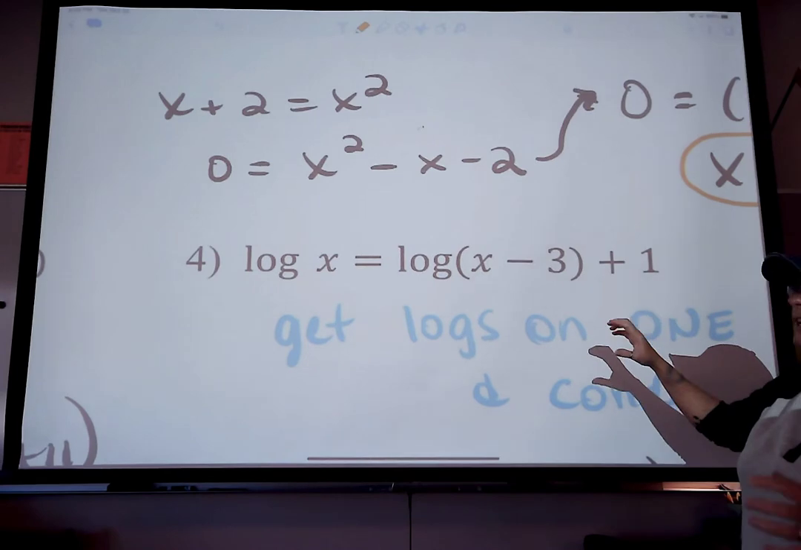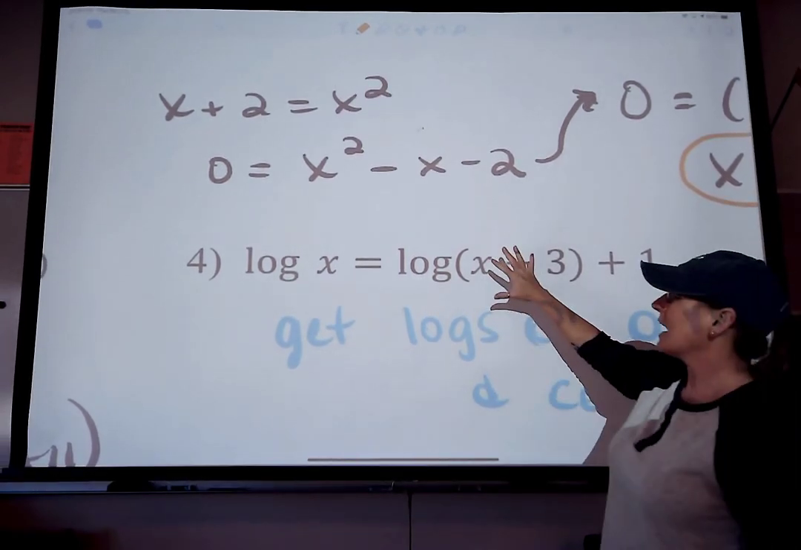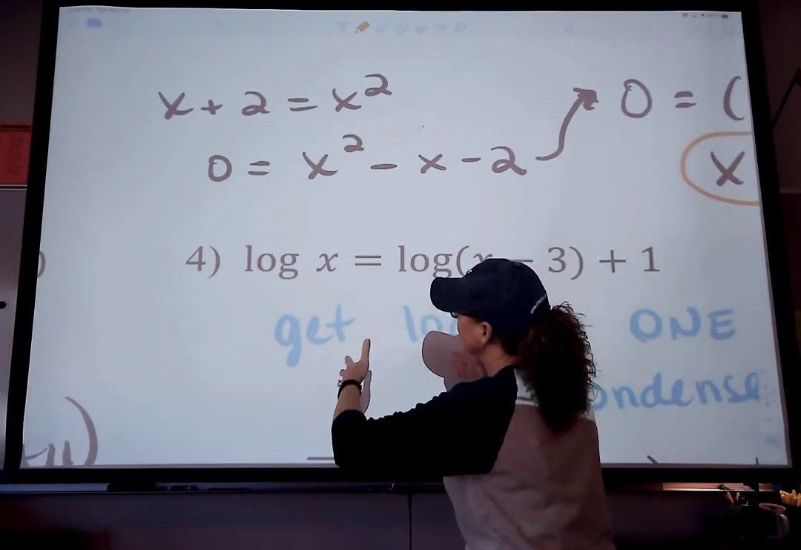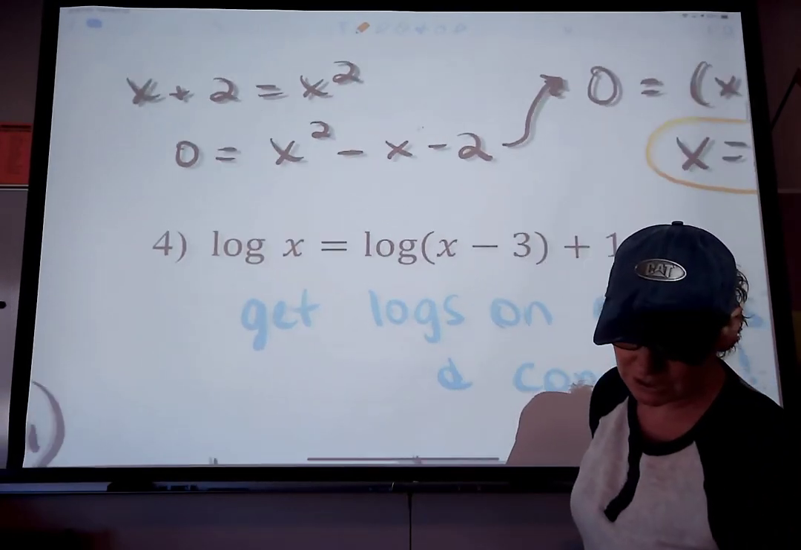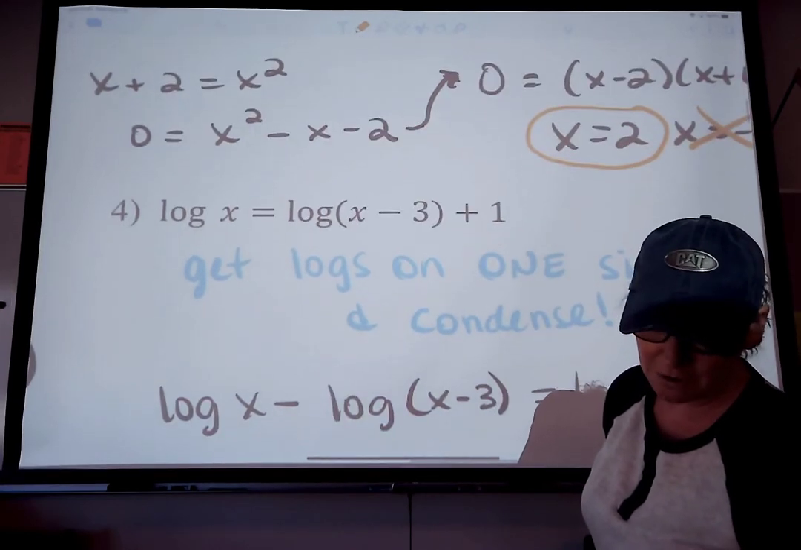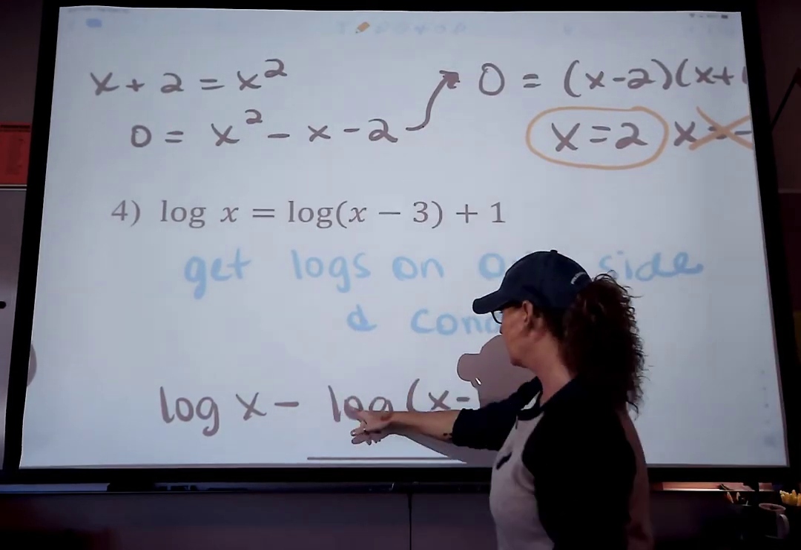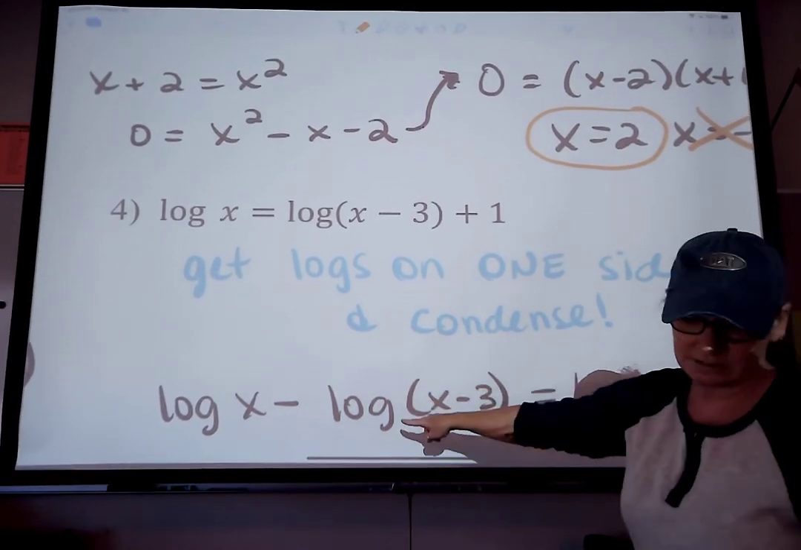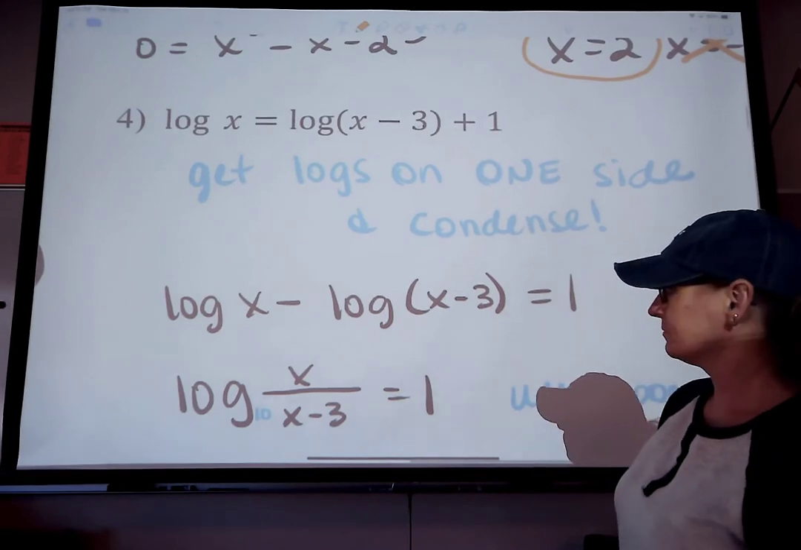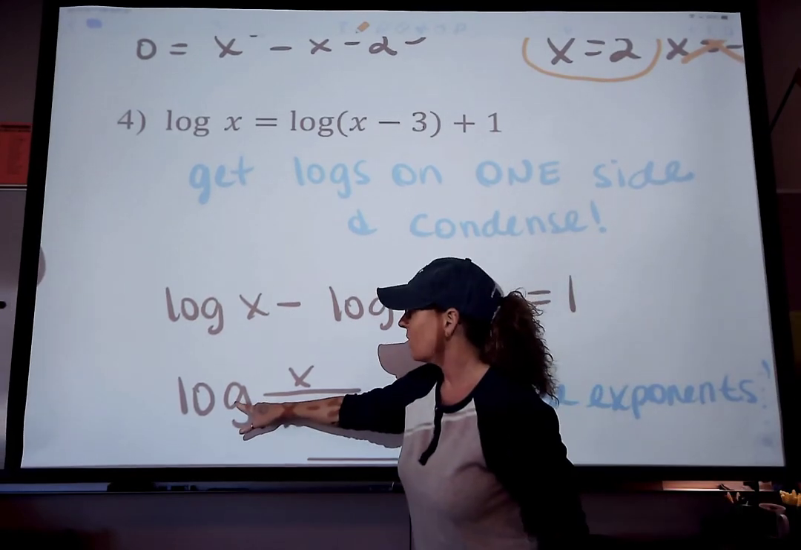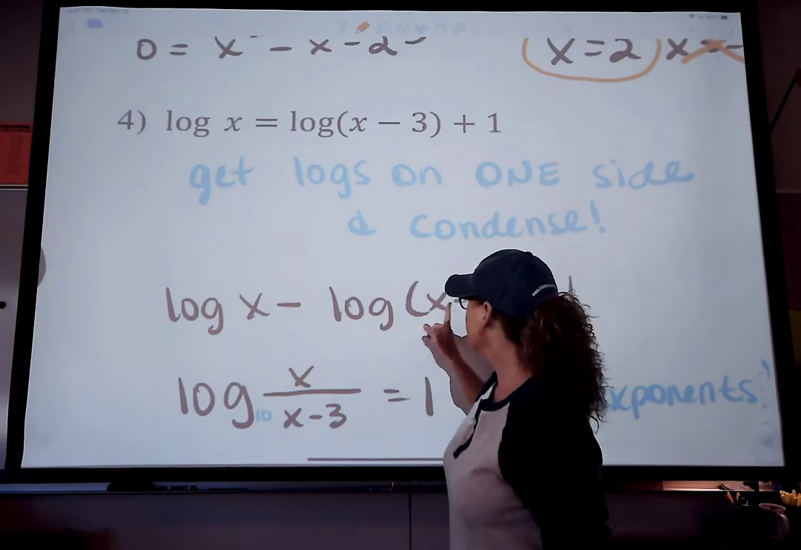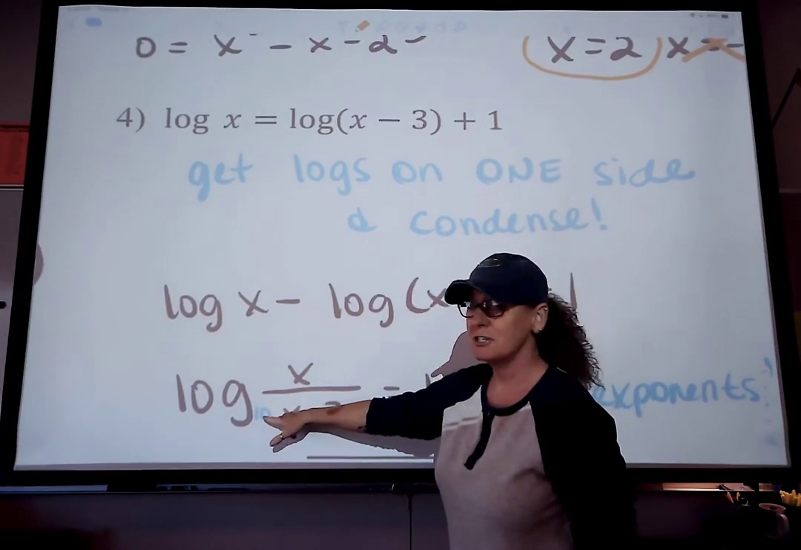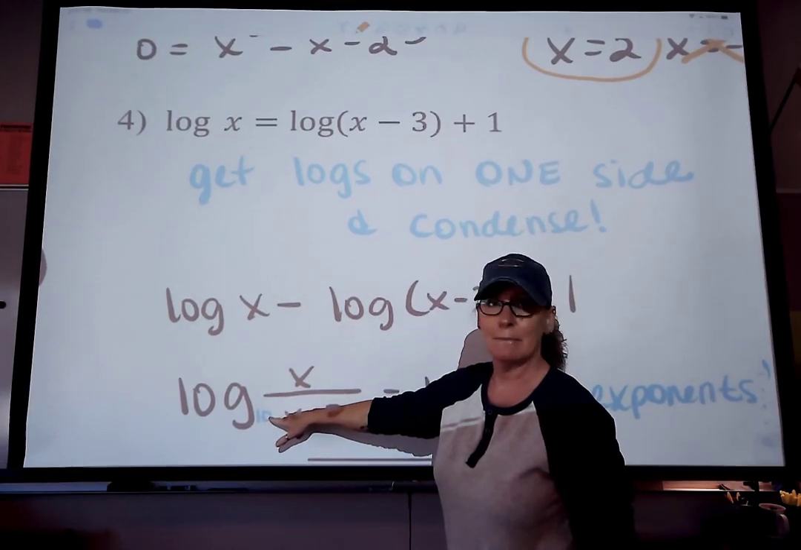So why don't you get all your logarithms on one side? I can move this entire logarithm over to that side by subtracting the whole thing. Get logs on one side. There we go. So I subtracted that whole logarithm. Look, it's right there now. Here's my equal sign. The 1 is still there. Condense. Single log. That's on top. That's on bottom. And I reminded you that your base is 10.